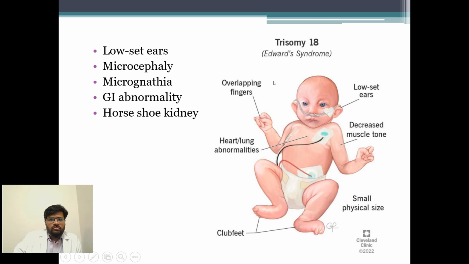So in trisomy 18, to summarize, we have overlapping fingers. We call it scissor hands. Low set ears, decreased muscle tone, small size, heart and lung abnormalities, and also club feet. See here, we can see the foot is like a rocker bottom chair. How it looks, they have this club foot called rocker bottom feet.